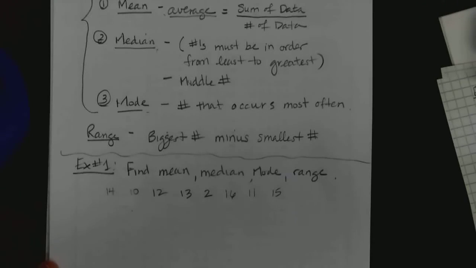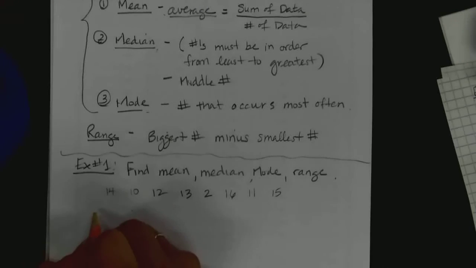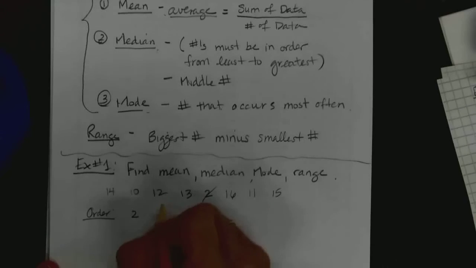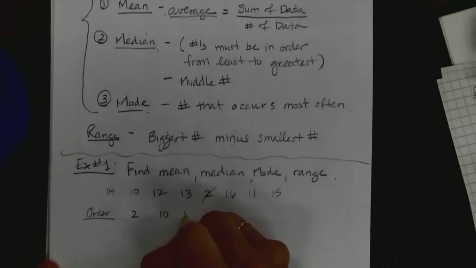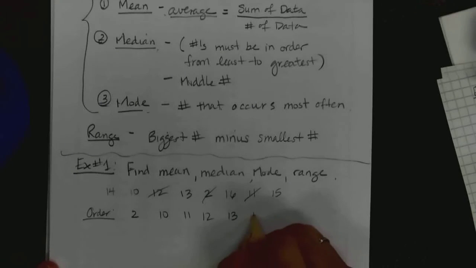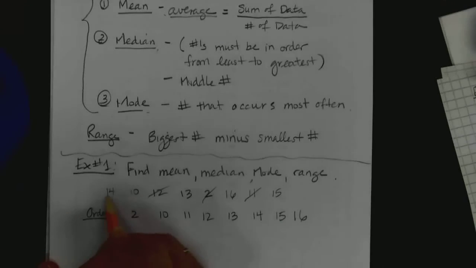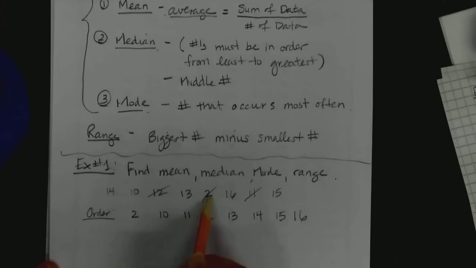What do we do first? Yes? Put them in order. I agree, 100%. Put them in order first. So what's my smallest number? 2. And then? 10. Okay? 11, 12, 13, 14, 15. And you said 16? There we go. I think that covers it. There are 1, 2, 3, 4, 5, 6, 7, 8. I got 8 data.